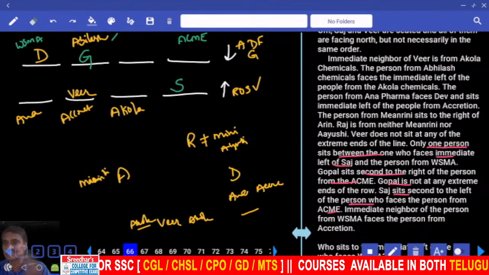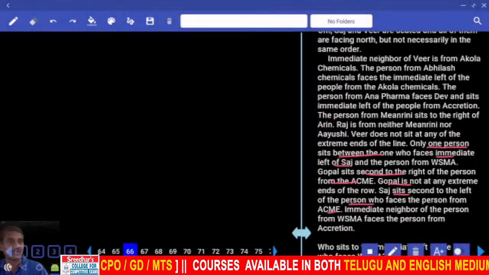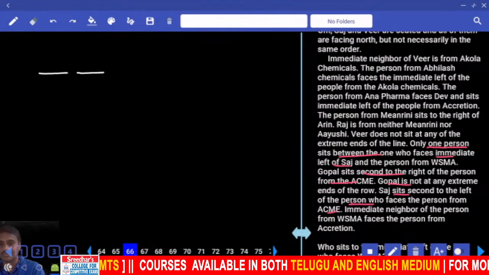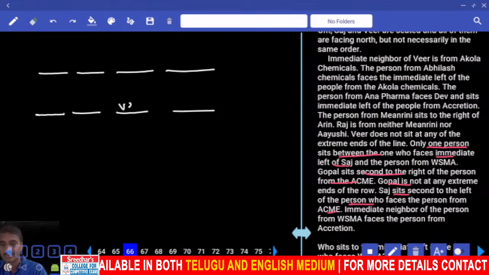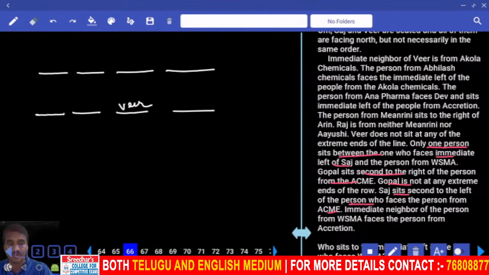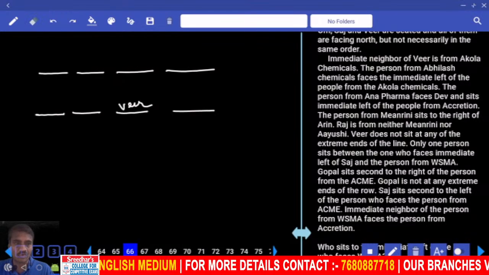Now where must be second from the right hand. As far as the assumption we have taken, where at this place is completely ruled out. My second possibility, what is the second possibility we have? And where must be at this place. Now where is the immediate neighbor of where, from Akola Chemicals.